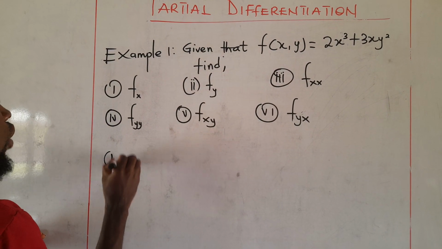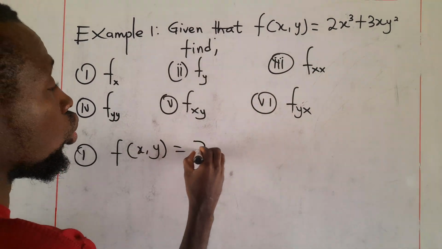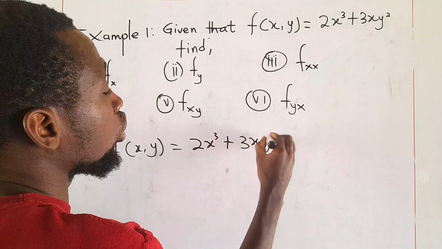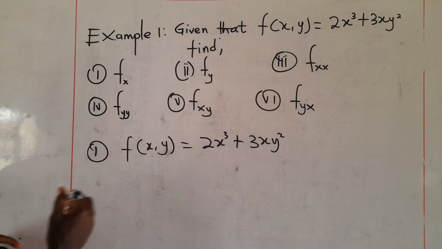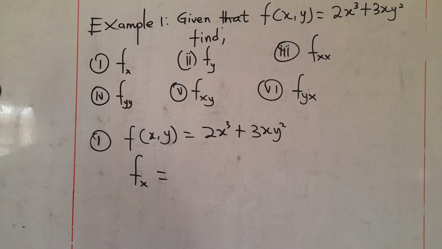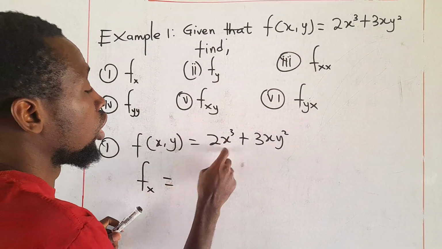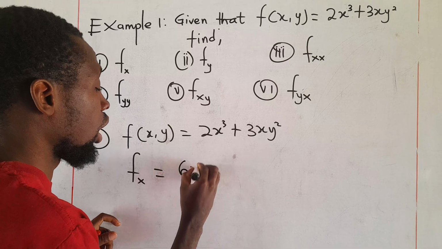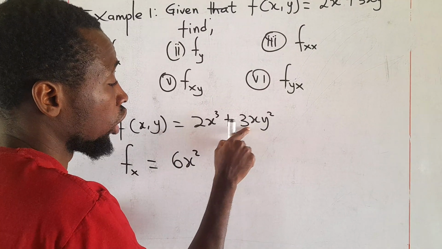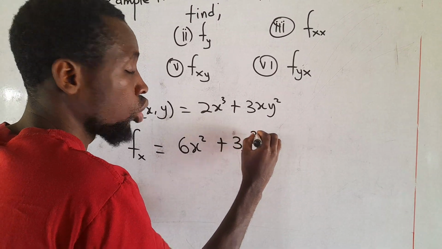Remember, our function f of x, y is equal to 2x cubed plus 3xy squared. So remember, we said if you are performing a partial differentiation of a function with respect to x, then y will be held constant. So this will give us 6x squared. Then it's with respect to x, so this is linear. So we have 3y squared.